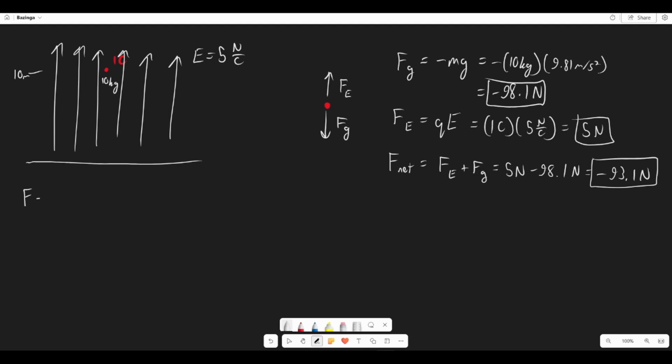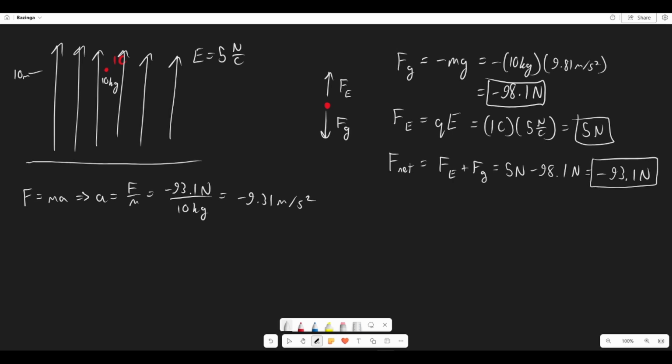Now, as F equals ma, we can rewrite this expression and solve for the acceleration as force divided by mass, or simply negative 93.1 newtons divided by 10 kilograms, which yields negative 9.31 meters per second squared.